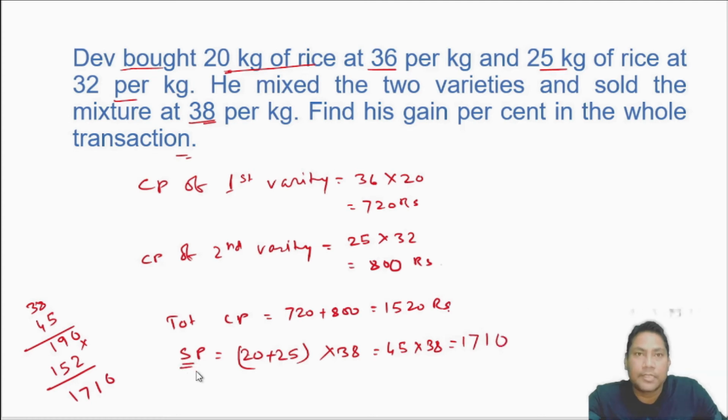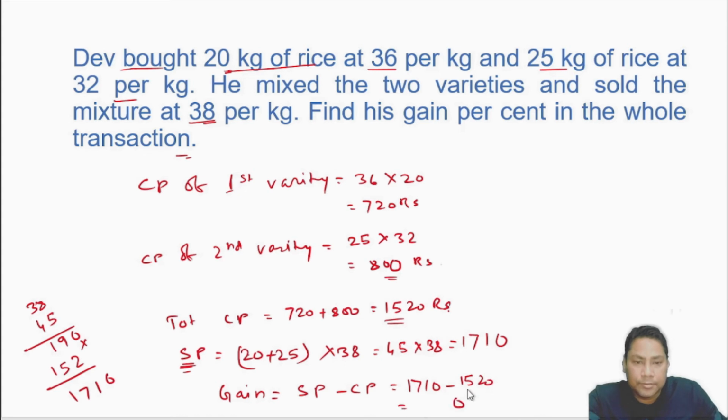Now we have calculated the selling price and the cost price. The gain is equal to selling price minus cost price, that is 1710 minus the total cost price, 1520. This will become 190. So we have the gain amount and the total cost price. Now we will find the gain percentage.